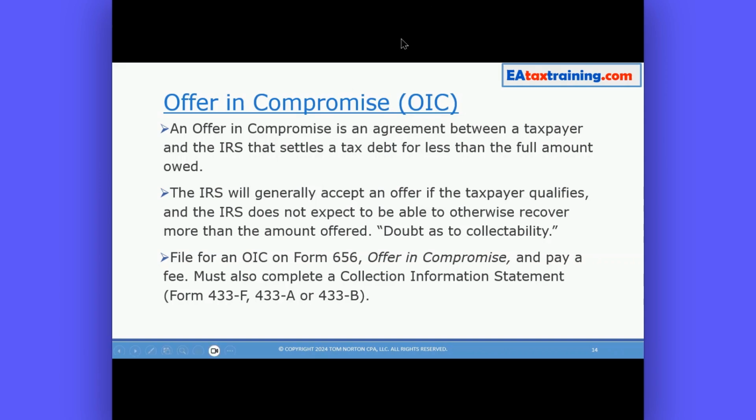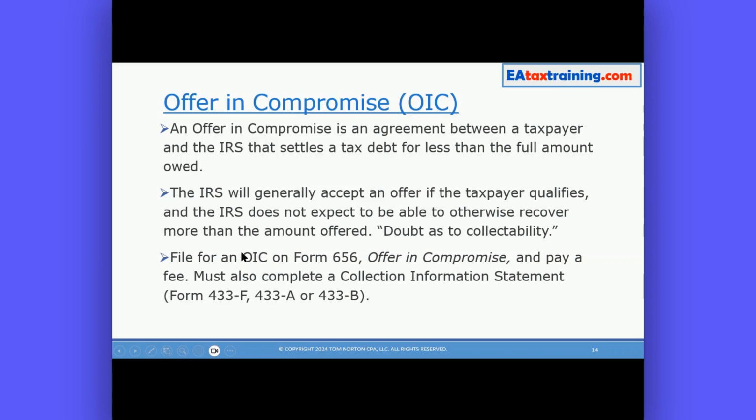So the IRS will generally accept an offer if the taxpayer qualifies, which we'll talk about, and the IRS does not expect to be able to otherwise recover more than the amount offered. This is called doubt as to collectability. So this is the old blood from the turnip. If the IRS says, well, this person really doesn't have many assets, they don't really have much income, we're probably not going to be able to collect this, well, in that case, yes, they may in fact settle for pennies on the dollar. But as we're going to see, it's not quite that easy.